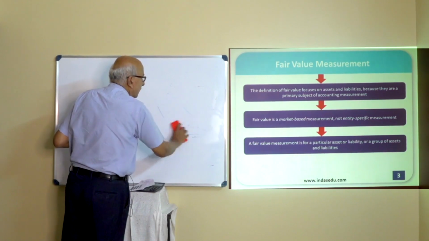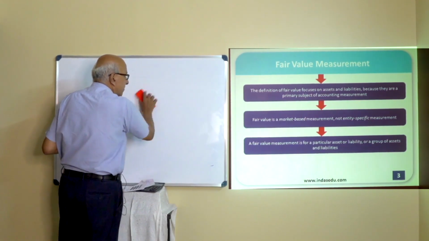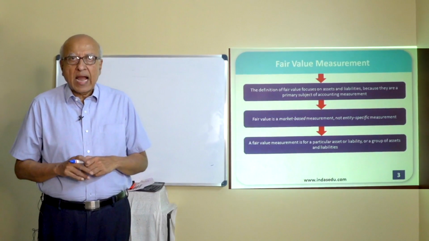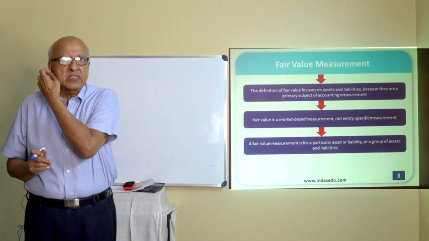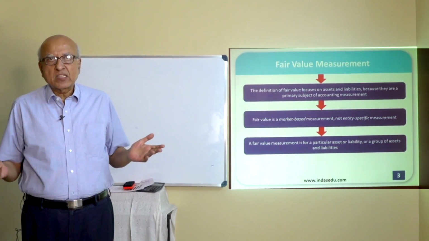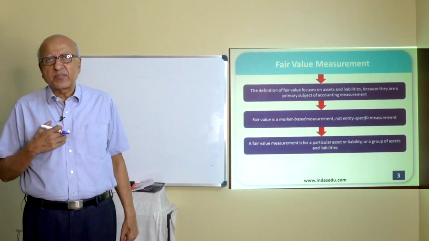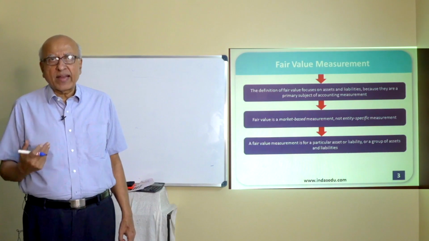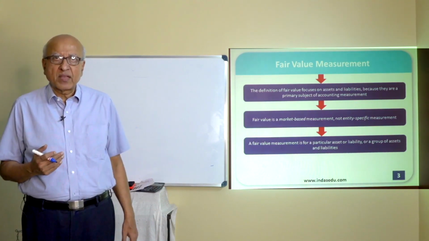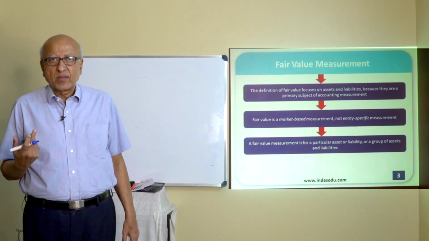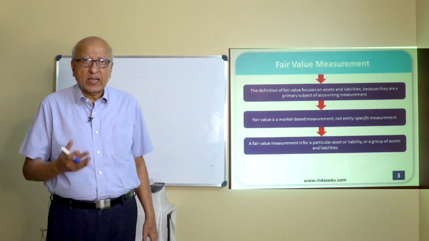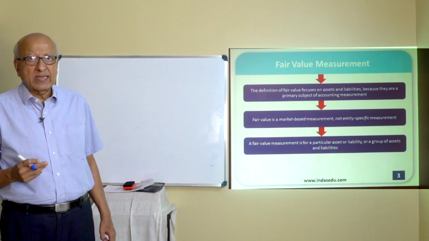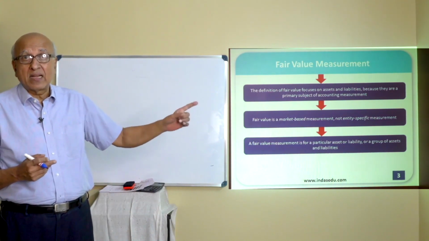Second one, fair value is a market-based measurement, not an entity-specific measurement. I need to see what assumptions market participants use. What is entity specific? How much depreciation I will provide. That is entity specific. This has nothing to do with the outside world. But what value somebody is offering when I want to sell an asset, that is market specific. What I expect is entity specific. So here I need to see what the position in the market is for that asset, what price I can expect from the market. It is market-based measurement, not entity-specific measurement.